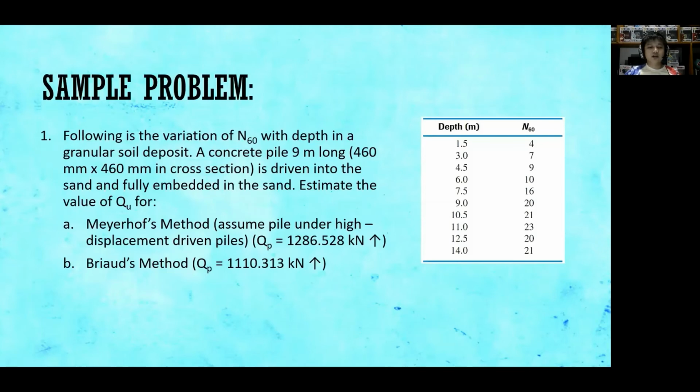For letter A, Meyerhoff's method, assume a high displacement driven pile, and Q sub P from our point bearing load capacity discussion is 1286.528 kilonewtons. On the other hand, for letter B, Broad's method, wherein Q sub P from our discussion of point bearing load capacity is 1110.313 kilonewtons.